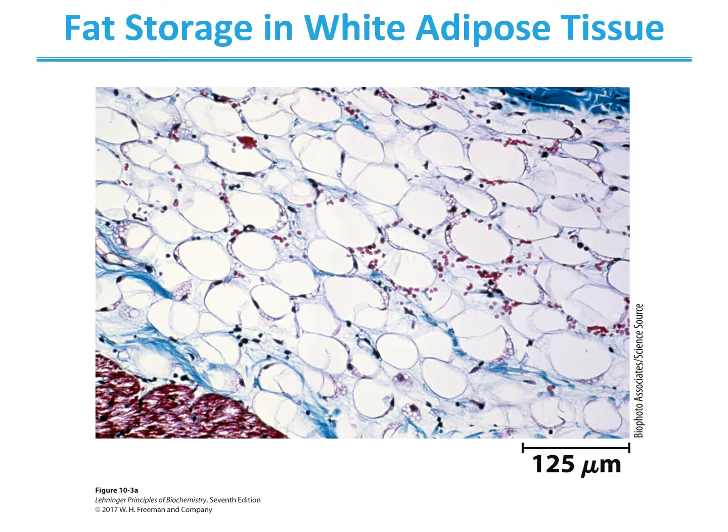This picture represents a section of a white adipose tissue. It consists of many cells that are packed with TAGs in these white translucent areas. So there's a huge lipid droplet in these cells, and this is the job. The cells are committed to store fatty acids esterified in TAGs in these lipid droplets here.